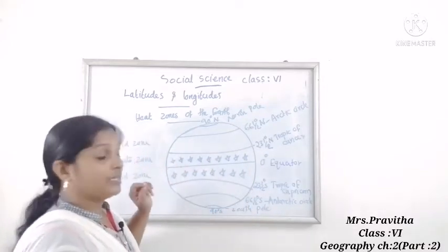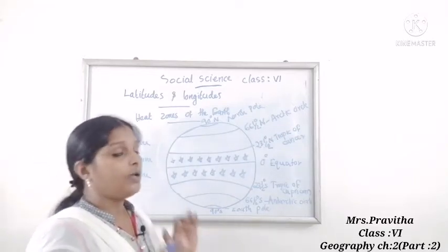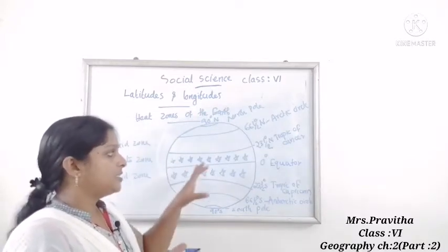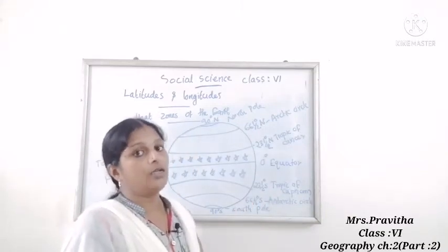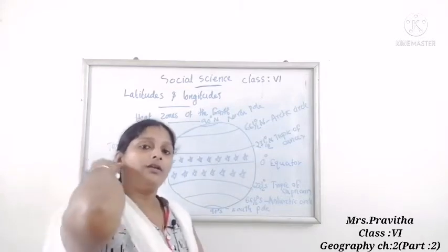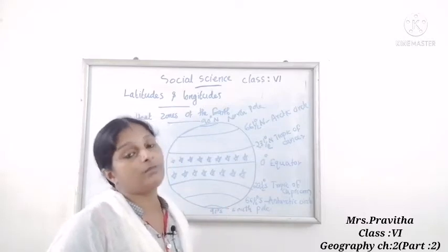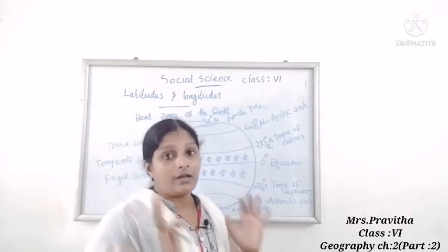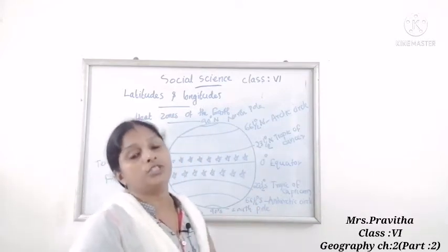This region receives maximum heat. Torrid means hot. But you know children, this region gets maximum sunlight, so it will be very hot. But the climatic condition in this region will be moderate. Why did the climatic condition become moderate even though it gets more heat? Because this region is covered with many oceans.